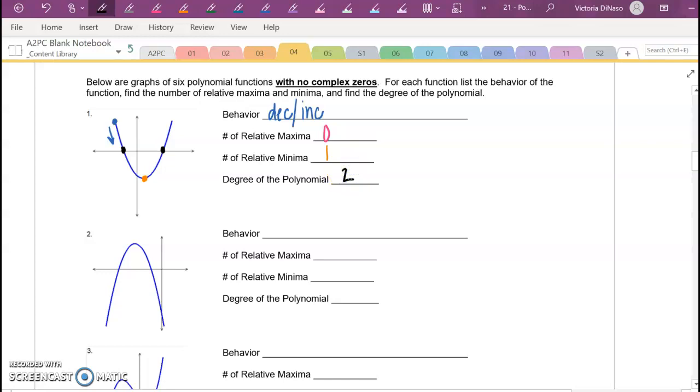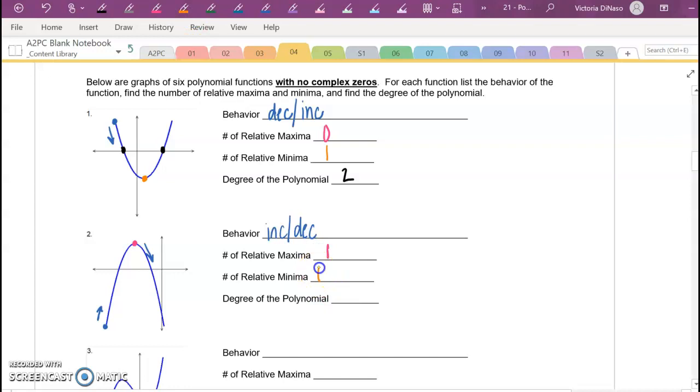In number 2, I'm going to put a dot at the start of my graph. We start by increasing. I increase until I get to the top, which means that I have one maxima. At least one, and there is only one. And once I get to the top, then I'm going to begin to decrease. So we have increasing, decreasing.